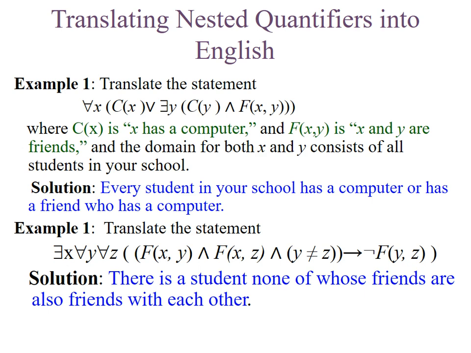Alright, so we have not for some x for all y for all z, if f of x y and f of x z and y does not equal z, then not f of y z.